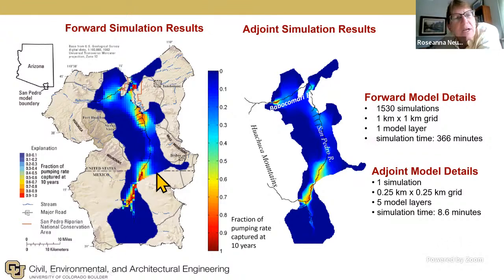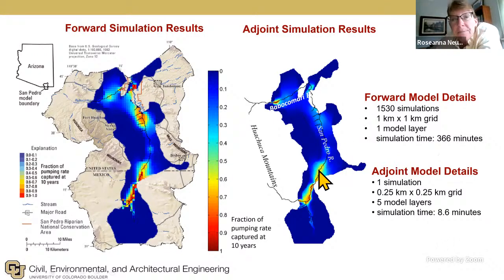coming from the river. This simulation was done with just one model layer on a 1 kilometer by 1 kilometer grid. And I looked at 1,530 different locations. So I did 1,530 different simulations to get the forward simulations. And that was a total of about 6 hours.